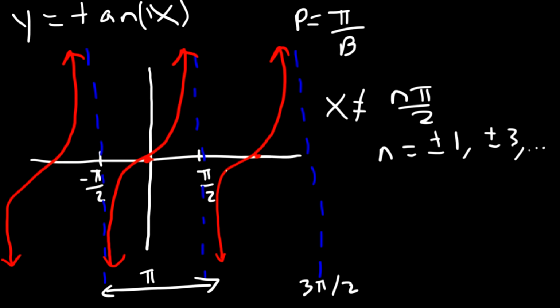Now, if you need to plot points, at a 45-degree angle, at pi over 4, the y value is going to be 1. And at negative pi over 4, the y value is going to be around negative 1, just in case if you need points.